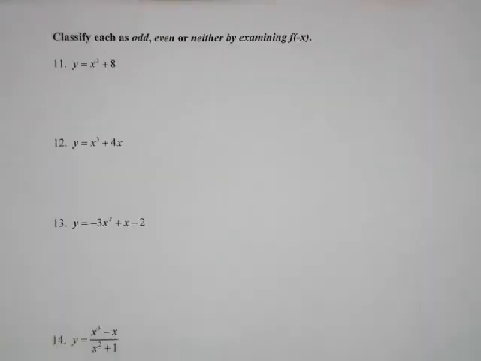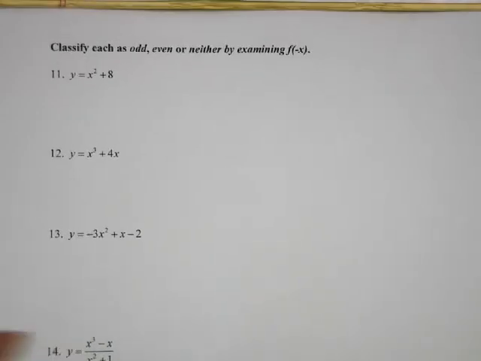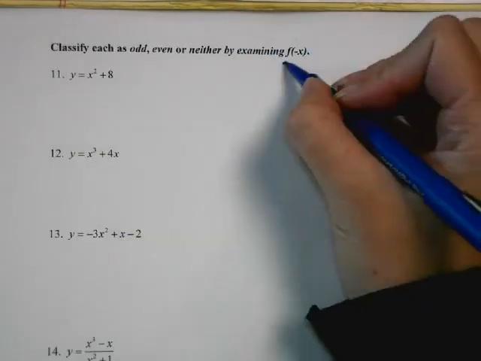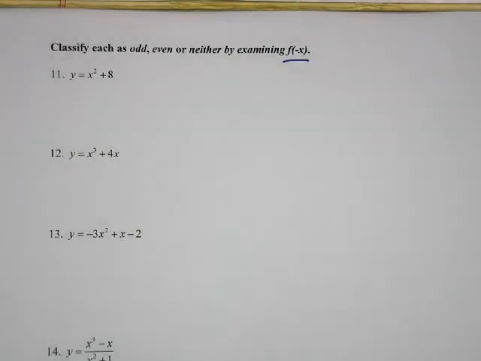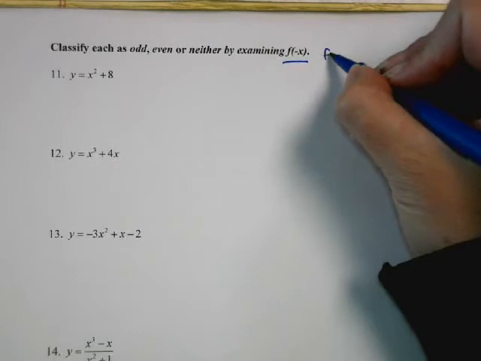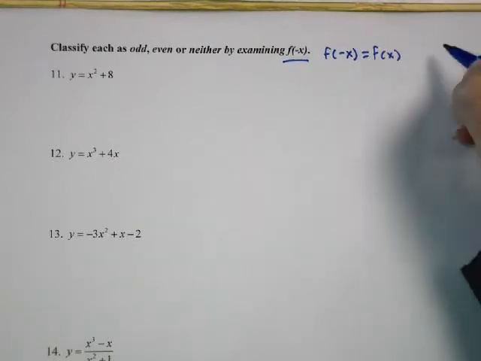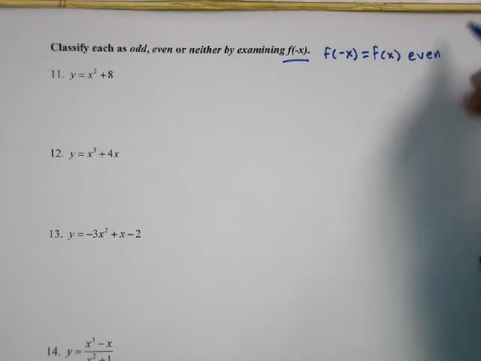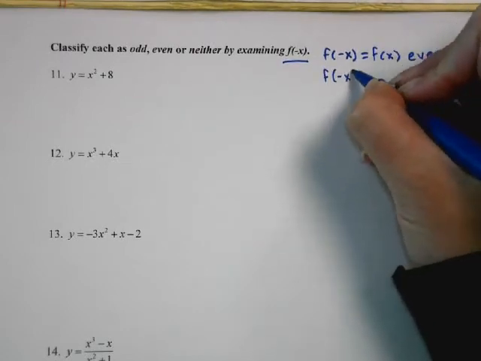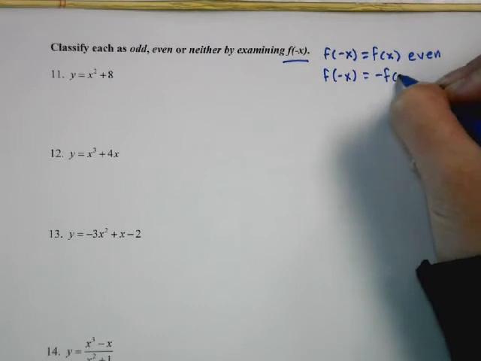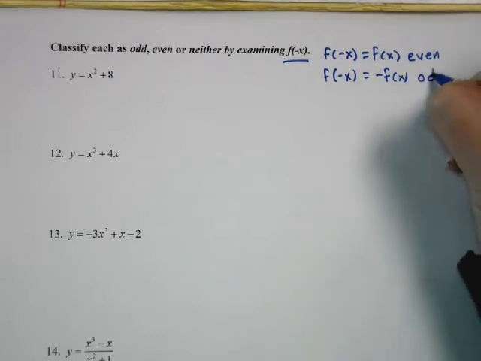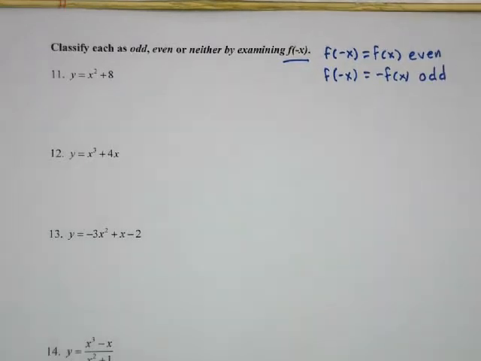So without the graph, we're going to use f of negative x, and if f of negative x equals f of x, then it's going to be even. And if f of negative x equals the exact opposite, then it's going to be odd. And if it's somewhere in between, then it's neither.